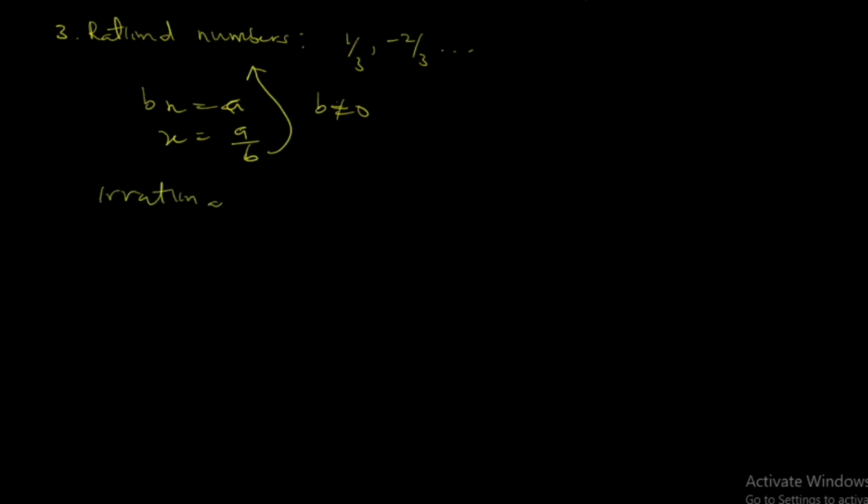That is the opposite. With irrational numbers, you can't express them as a over b. That means that x cannot be equal to a over b. For such an example, we have root 2. Root 2 is an irrational number because you cannot express root 2 as a over b. That is what you should know about it, right? It's very simple as that.